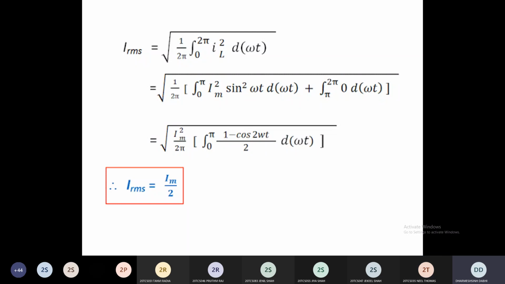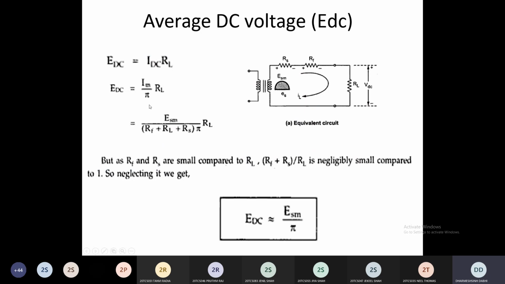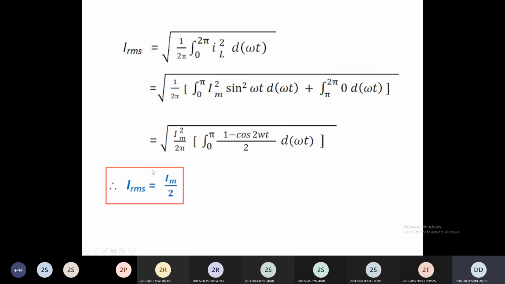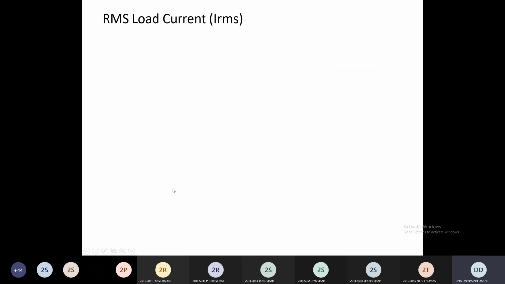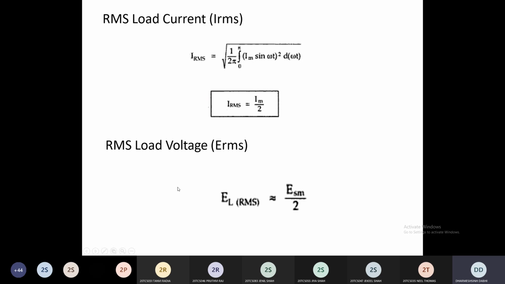RMS value of load current. Average value of load current is what? Im by pi. This one. And RMS value of load current is Im by 2. Now RMS value of voltage, same like RMS value of current, it is ESM divided by 2, peak value of supply voltage divided by 2. Same like the RMS value of current, which is Im by 2, maximum value divided by 2. Same way RMS value of load voltage, that is maximum value divided by 2.